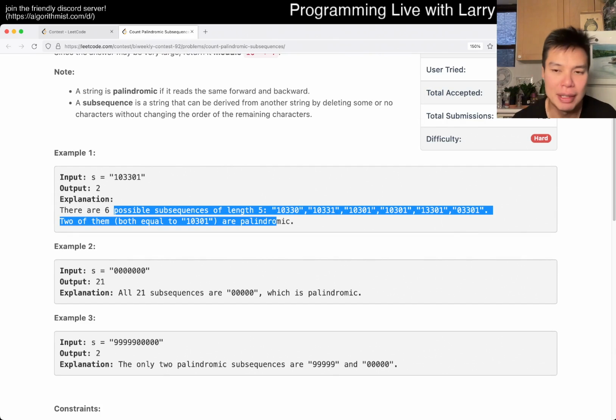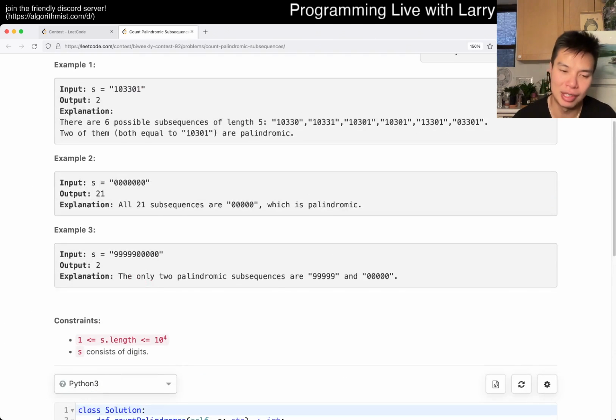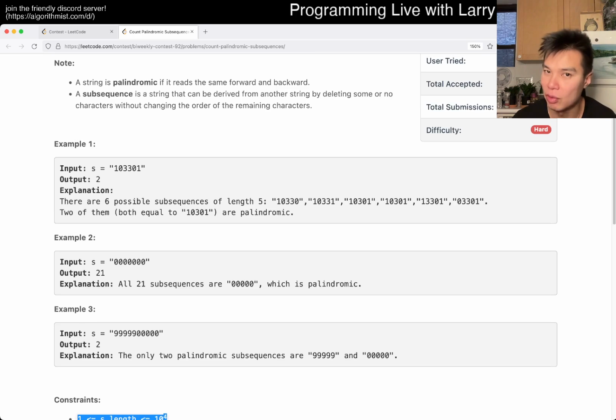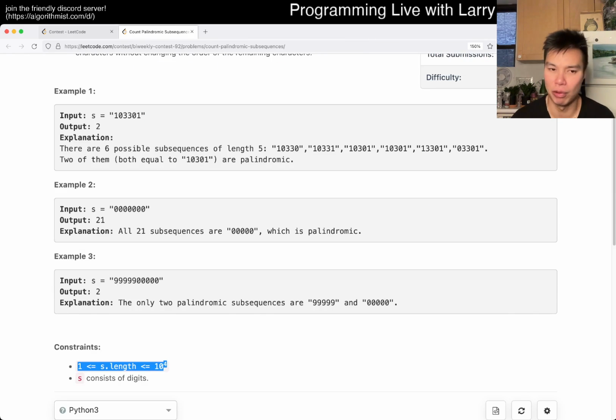So that's basically one of the tricks, and the other thing is that n is 10 to the 4th, so you can't do anything n squared, because that would also make it a basic dynamic programming.